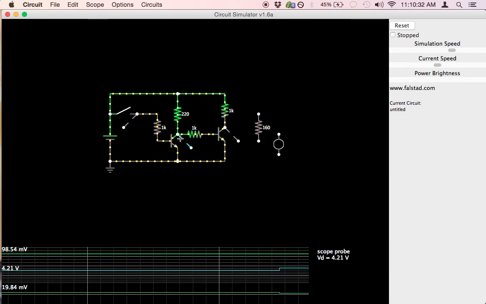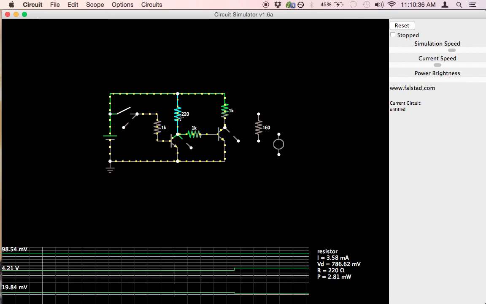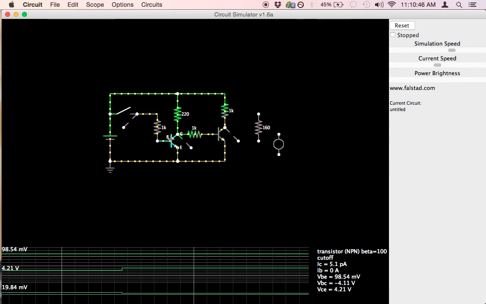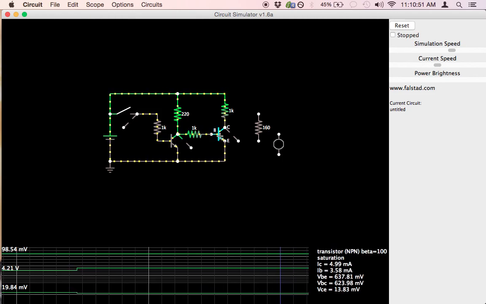And that's going to bring this voltage up to 4.21 volts. If you find a voltage divider formula, you can see, if you plug in the 220 and the 1K, you're going to get a voltage very close to that. So there you have two inverters in a row. Had some questions on YouTube about how that works, and here's the answer.